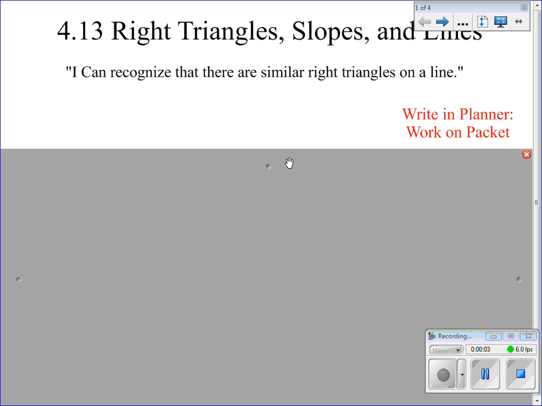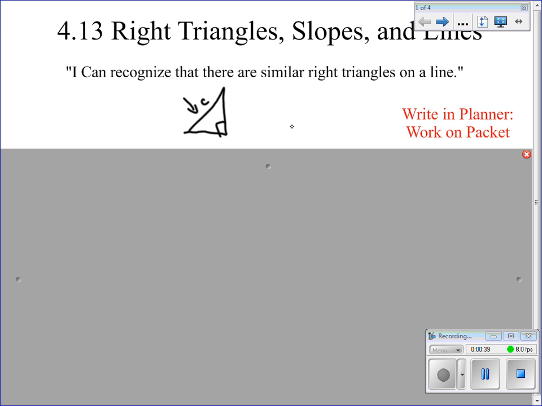Okay, 4.13, right triangles, slopes, and lines. In this video, we're going to talk about how we can use a line to act as our hypotenuse of a right triangle. We've talked a little bit about right triangles and their hypotenuses when we talked about the Pythagorean theorem. Remember that right triangles are any triangles that have a 90-degree angle, and our hypotenuse is going to be this diagonal line. Remember, we referred to it as C when we were dealing with the Pythagorean theorem.